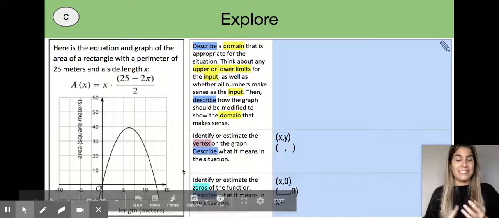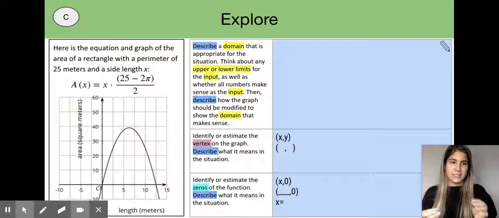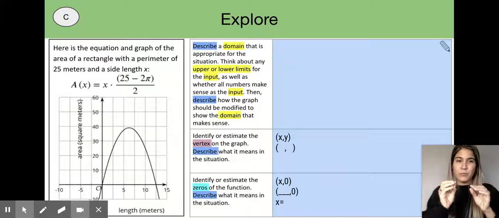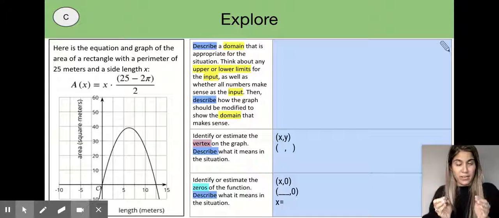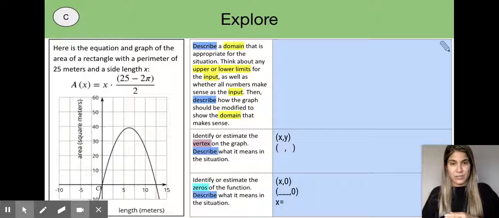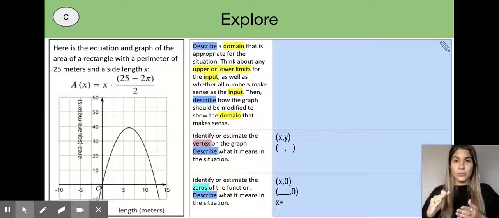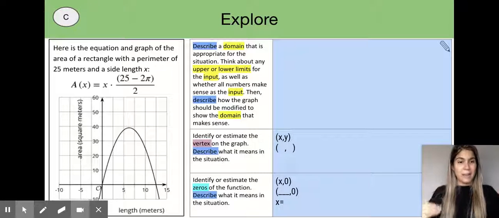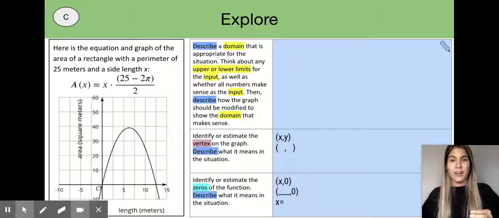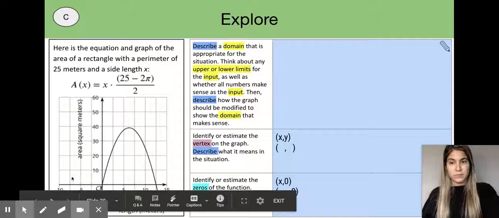Finally, you're asked to identify the zeros or estimate the zeros. If you can't really identify the exact x value or coordinate, you can estimate it and describe what it means in this situation. So you will be asked to do this throughout the next couple of slides, and the words have been highlighted in this video so that you are able to relate them back to that organizer where we specifically go over the meaning of each of these words.